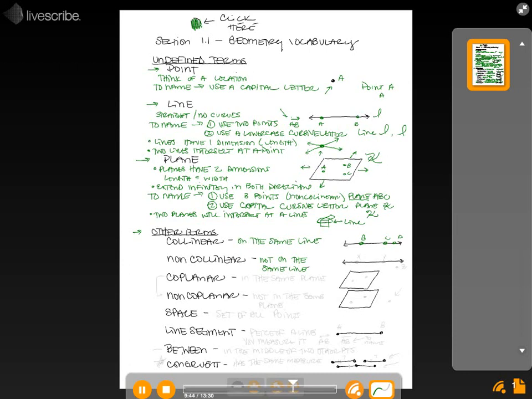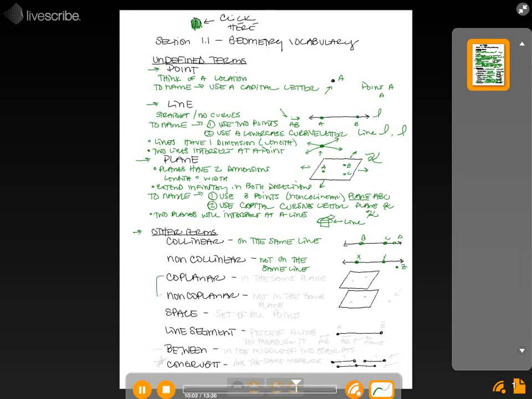Our next word, non-collinear, means not on the same line. We talked a little bit about that when we talked about a plane, how to name a plane. You could have 2 points on the line. Let's make them X and Y. And then we have point Z over here. It's not on our line. Okay? That's what it means to be non-collinear. Collinear means on the same line. Non-collinear means not on the same line.